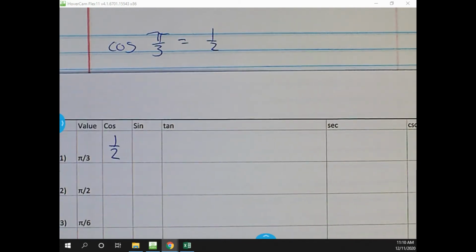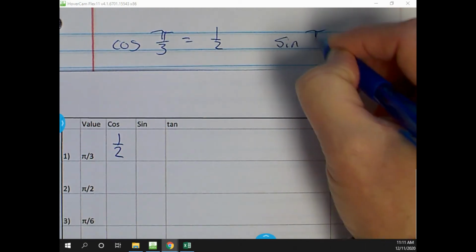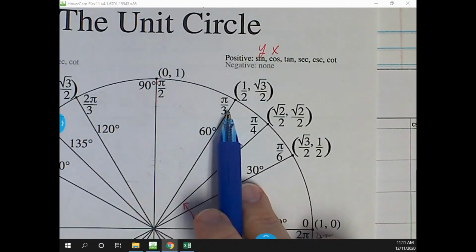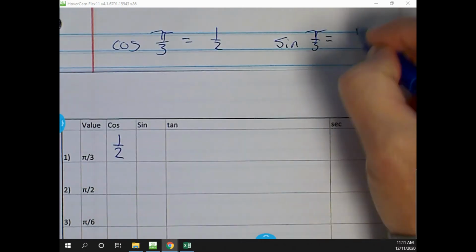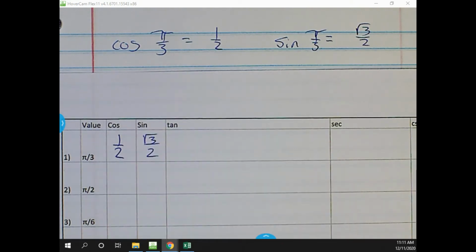Okay, and then same thing on this one, if they ask you to find the sine of pi over 3, you do the same thing. You go to pi over 3 on your number chart. Sine is going to be the second number, so it's square root of 3 over 2. So on our chart here, we're going to put the sine of pi over 3 will be square root of 3 over 2.